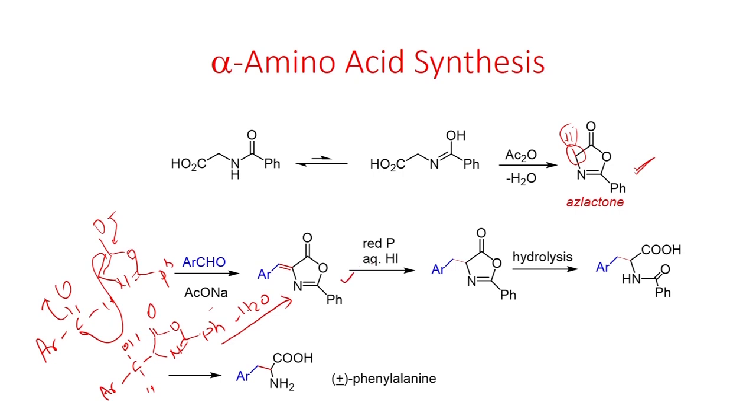Once you form this one, you can reduce this double bond using red phosphorus and aqueous hydrogen iodide to give this benzyl derivative. This can be converted into this carboxylic acid derivative by hydrolysis. If you do further hydrolysis, you can also deprotect this benzoyl group. You can get substituted phenylalanine derivatives. In this way, you can make a variety of aryl substituted phenylalanine derivatives.